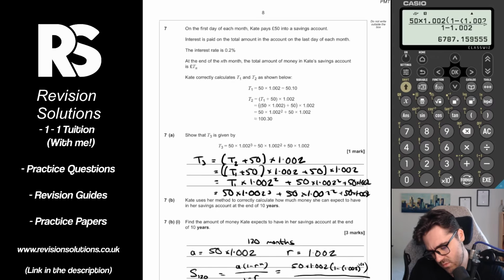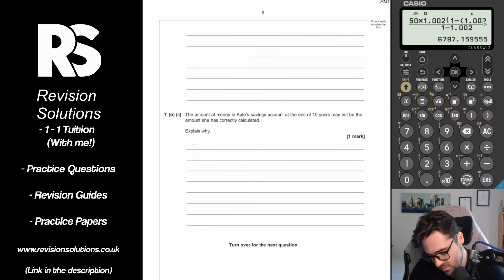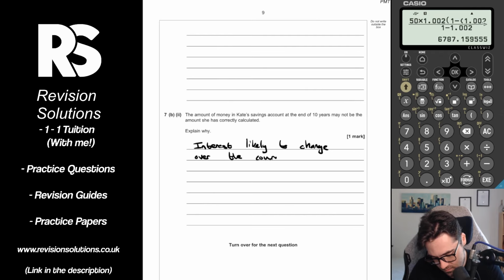So, it's a bit niche, I suppose, but interest rates aren't normally consistent for 10 years, so they'll fluctuate. So I would go with that. Interest rate likely to change over the course of 10 years. So whenever you get one of these comment on the model type questions, make sure you go back and read the model, and that will normally give you a bit of inspiration for how to comment.